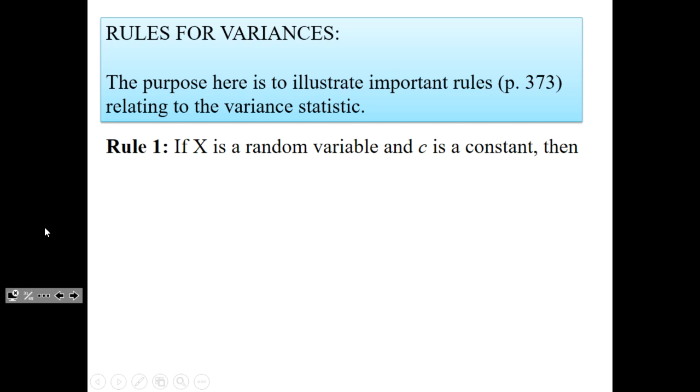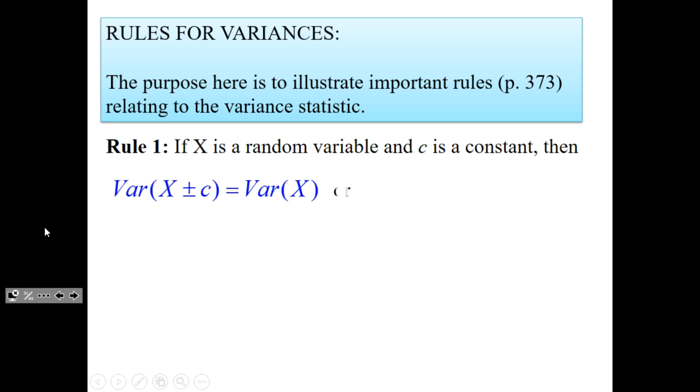Now variance. Variance is a little different. You want to go to page 373. Let's go over these rules. Rule number 1: if x is a random variable and c is a constant, then the variance of x plus or minus c is just going to be the variance of x. Remember, variance is telling about spread. It's talking about how things are spread out.